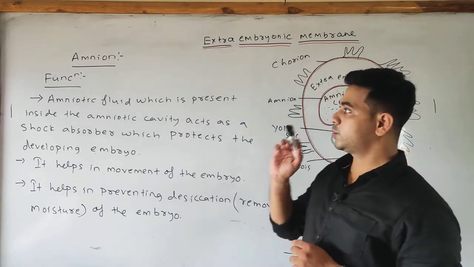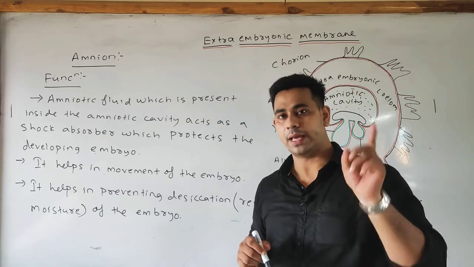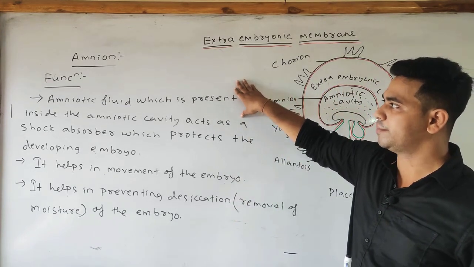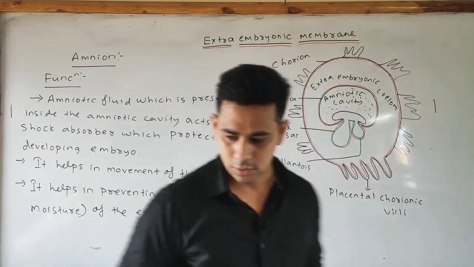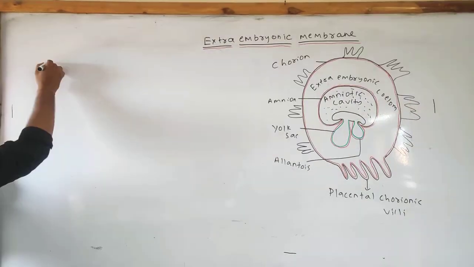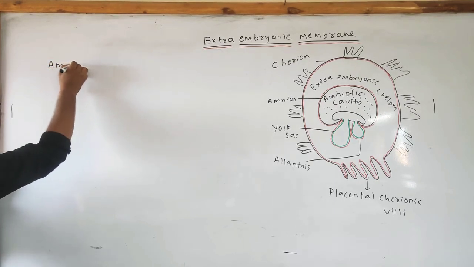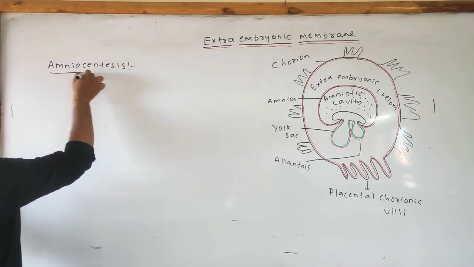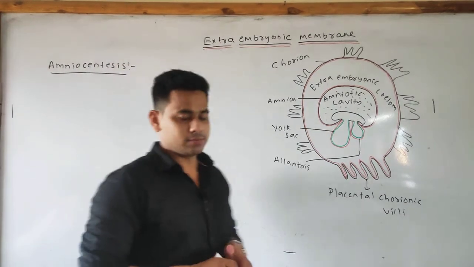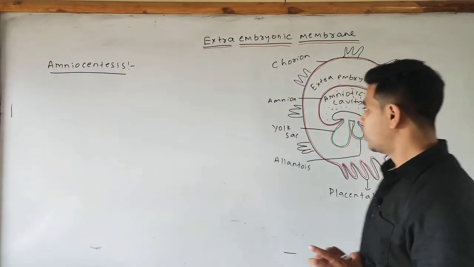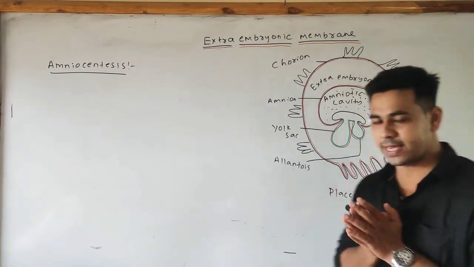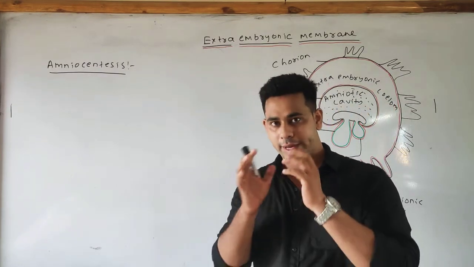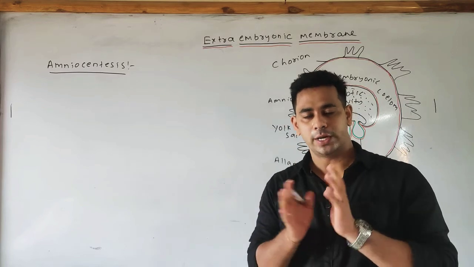So we have discussed the two extraembryonic membranes, that is your chorion and the amnion. One more point I want to add in this amnion is your amniocentesis. What is amniocentesis? It is a technique in which a small portion of the amniotic fluid is taken, in which the fetal cells are present, and by analyzing the fetal cells we can determine if any genetic disorder is present or not.